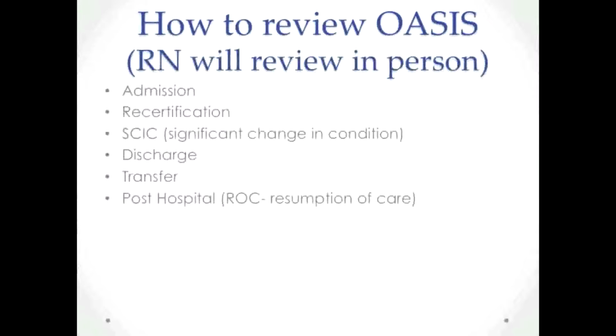On how to review OASIS, we will go over that during the OASIS training, but you do review admissions, recertifications, significant change in conditions, transfers, post hospitals, and again, we will make sure to go over that in the OASIS training review.